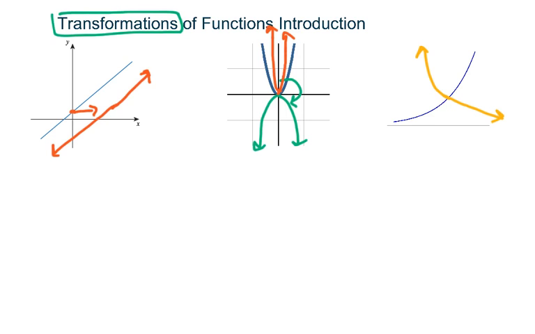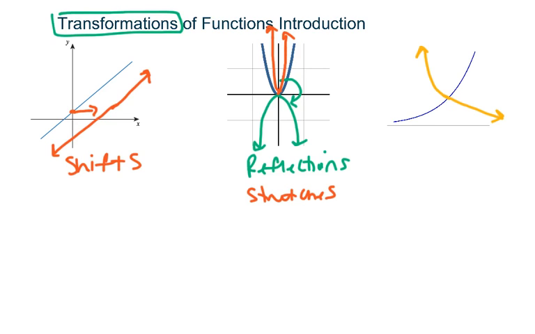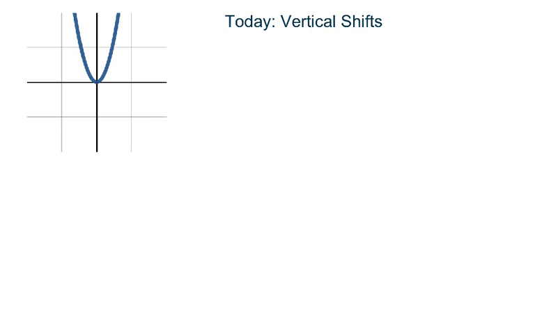And the different types of transformations you're going to see are shifts. You're going to see reflections. You're going to see stretches. And then this was another type of reflection. So today we're going to focus on just vertical shifts.